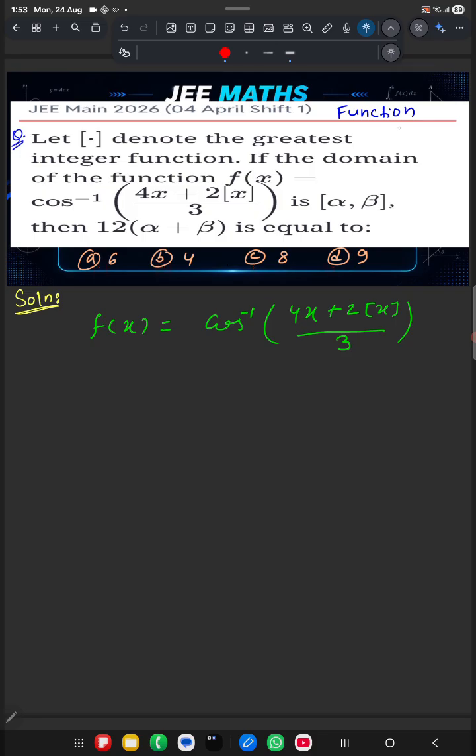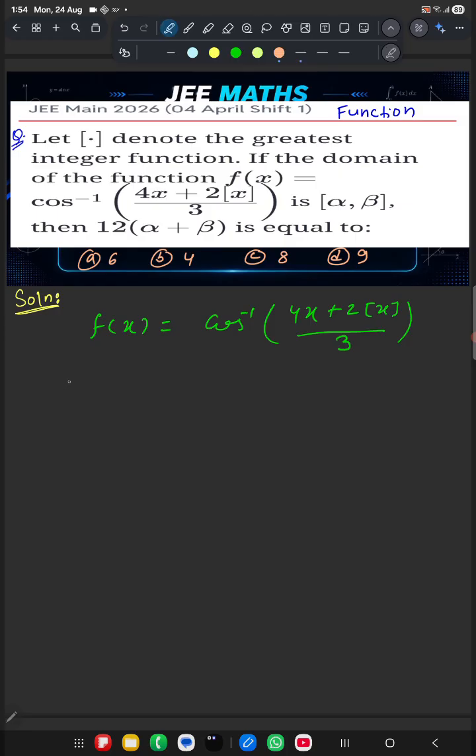Okay, so this question is from the chapter Functions, and the greatest integer function is to be discussed. Inverse trigonometrical functions also need to be discussed over here. So let us start the solution. Very easy question, as I have written the function over here. Now let us begin our discussion.